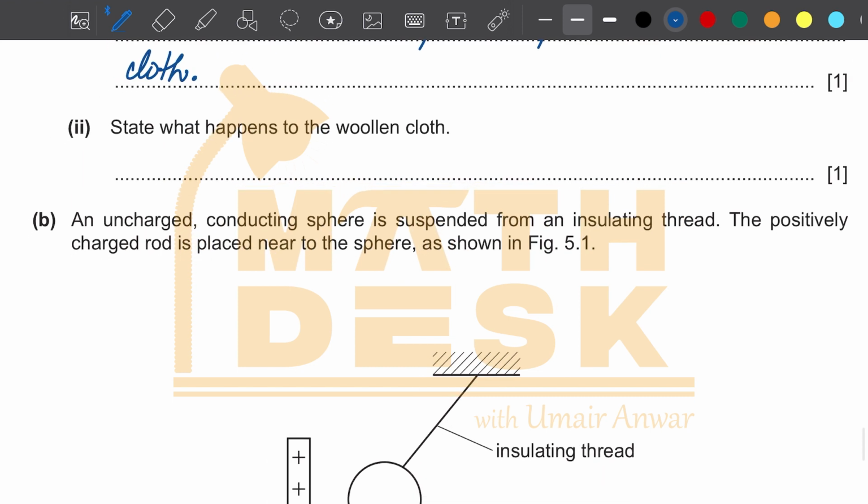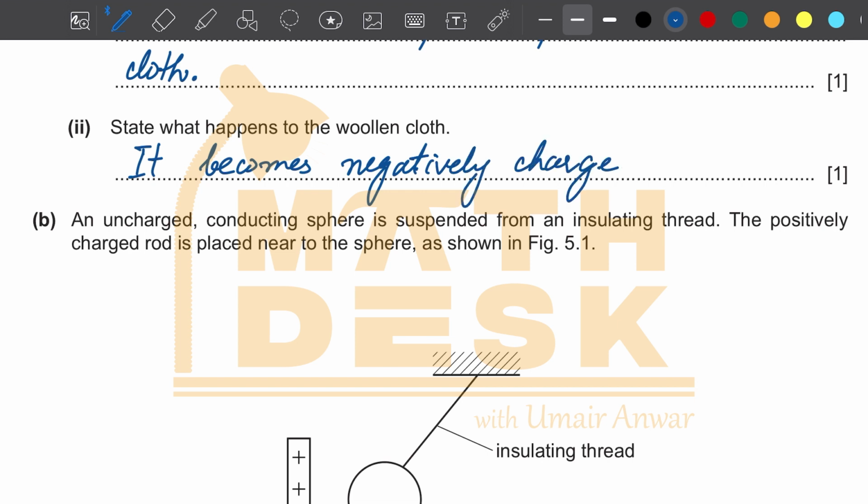State what happens to the woolen cloth. It becomes negatively charged, or the surface becomes negatively charged because of having excess electrons.